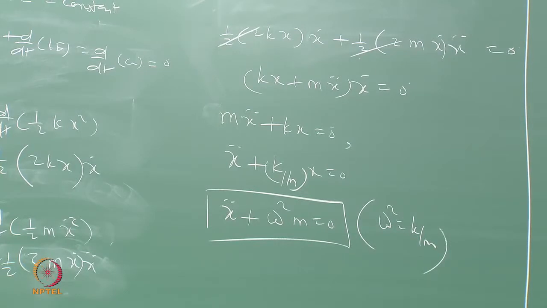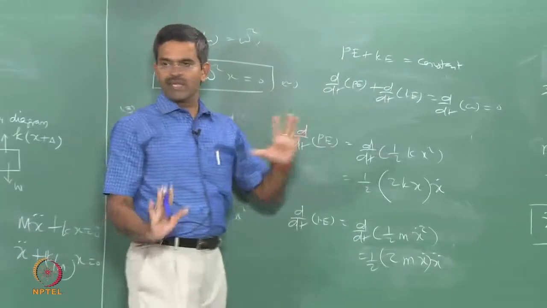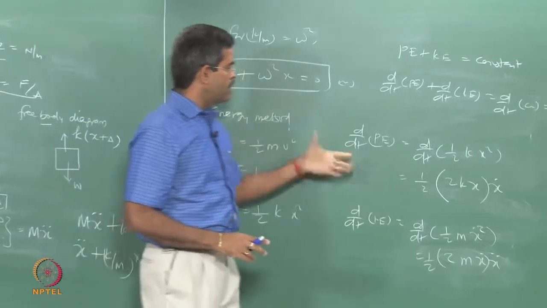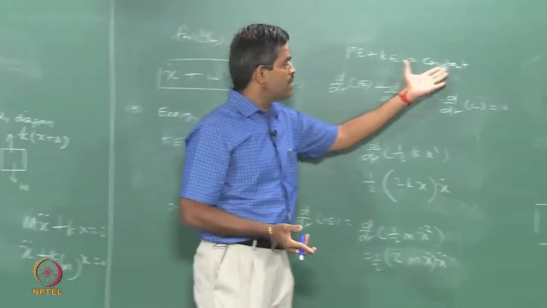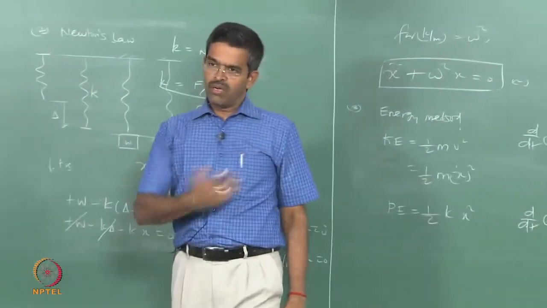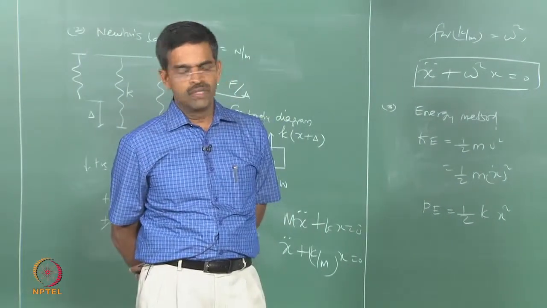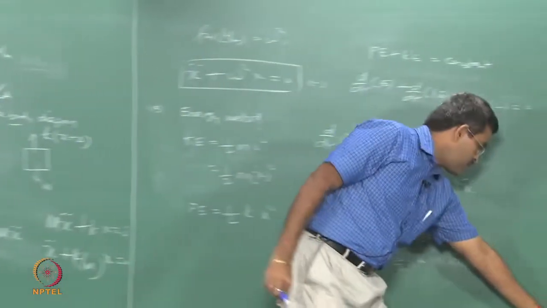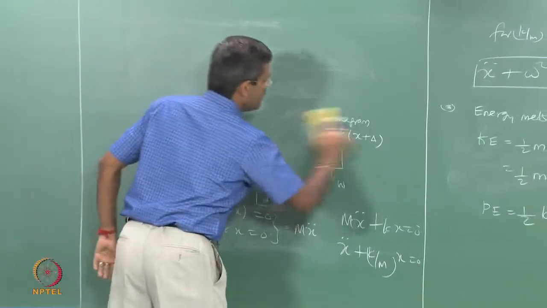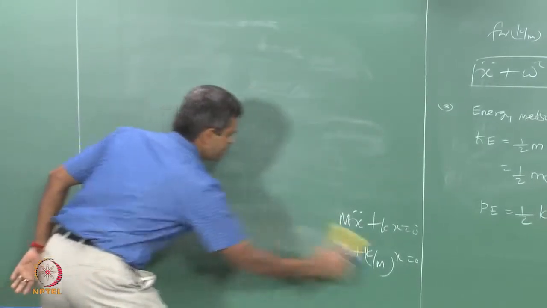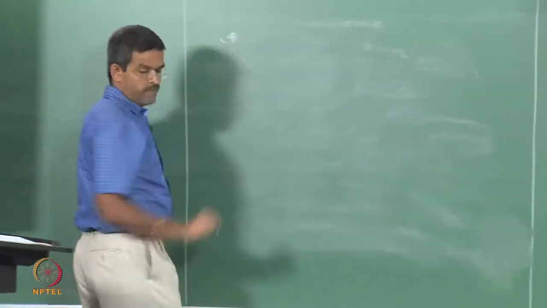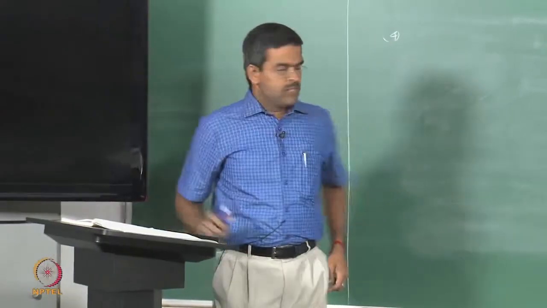So, in this case the energy method says that the sum of potential and kinetic energy should remain constant. I have taken expression for kinetic energy separately, potential energy separately, differentiated them and equated here and arranged them, and I got the equation of motion, which is the same as Newton's law or simple harmonic motion. The fourth method is again an energy principle, which is called Rayleigh's method.